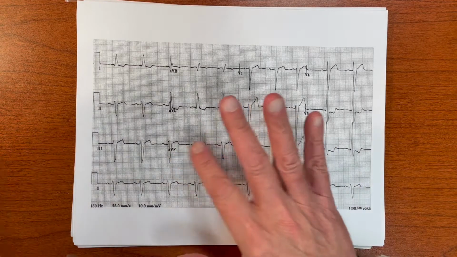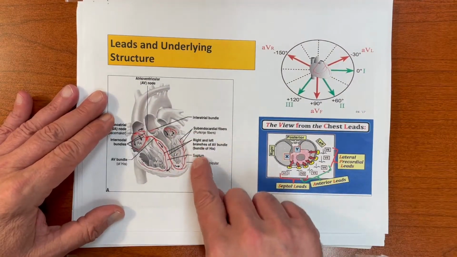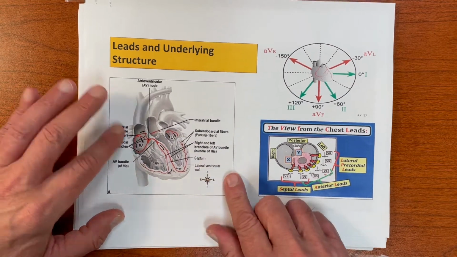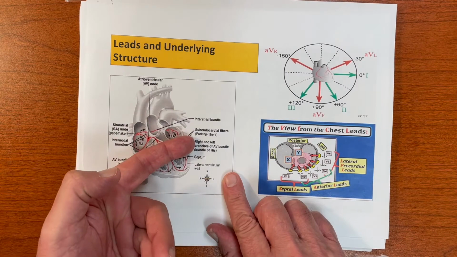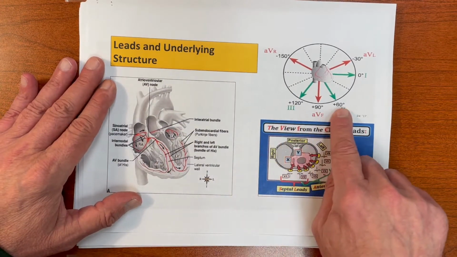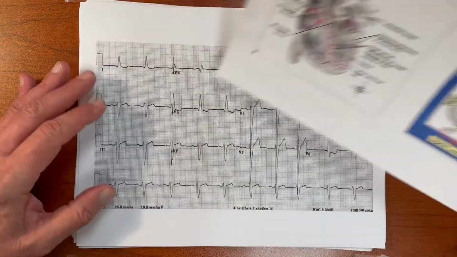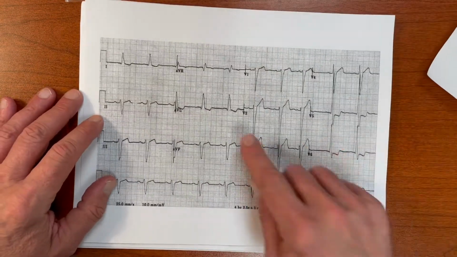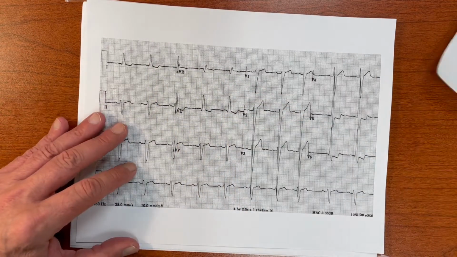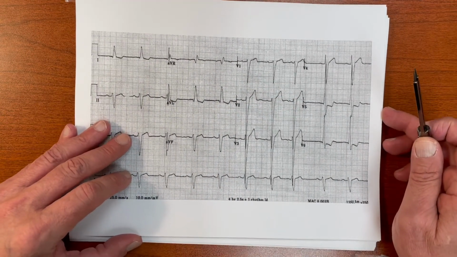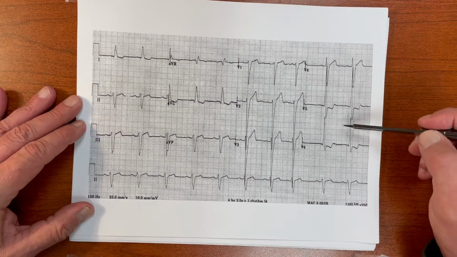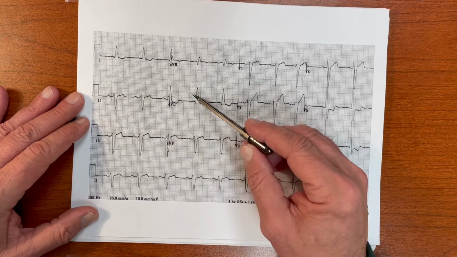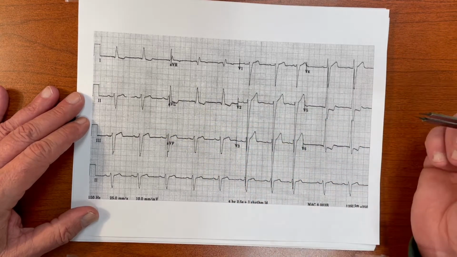And that's because of the voltage. So this muscle is thick, more muscle out here, makes the vector swing up like this, away from 2, 3, and F, generating negative complexes, and towards L and 1, giving you positive complexes. So this is a typical classic EKG of LVH. I have multiple voltage criteria, a left axis deviation, and an intraventricular conduction delay.